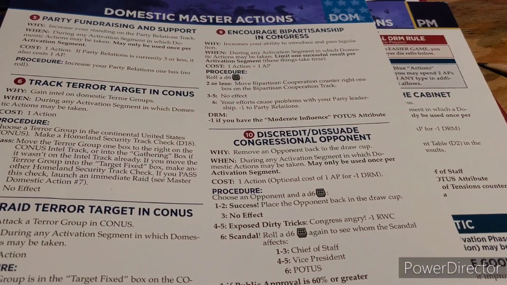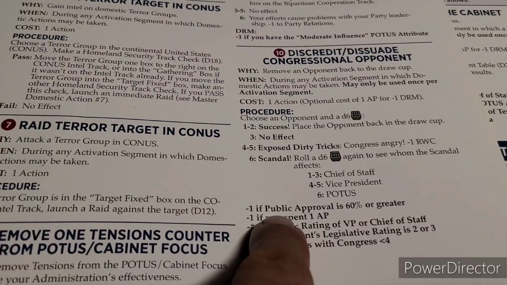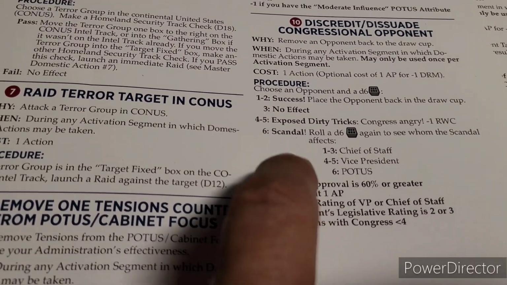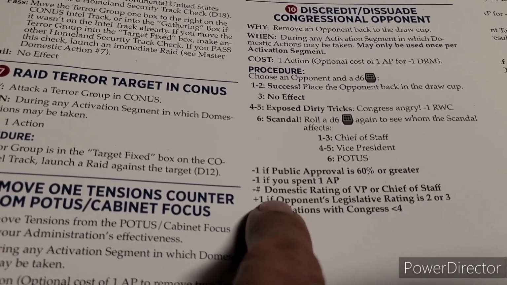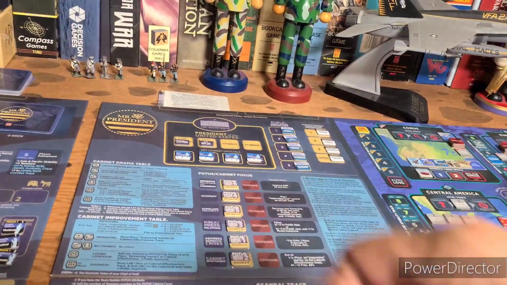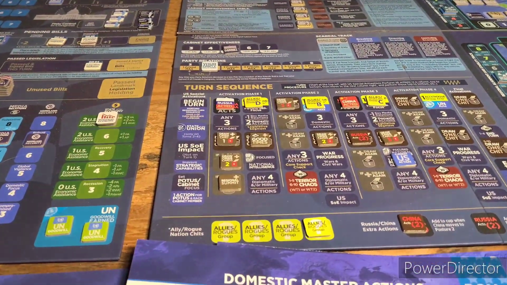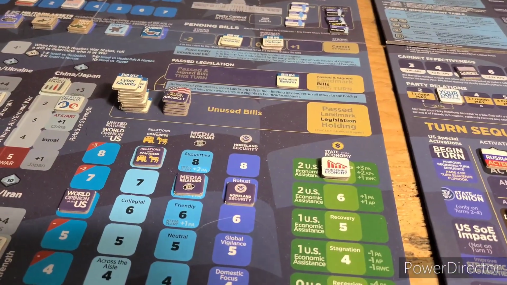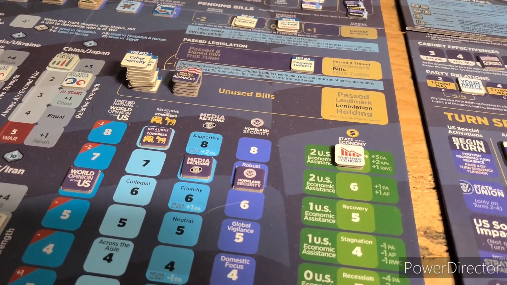Minus another one if my public approval is 60 or higher. It is. It's 70. So it's -2. Yeah, -1 for that one. It's 1 for the action point I just spent. Minus the domestic rating of my Chief of Staff. Oh, -1. So we're down to -3. Plus 1 if opponent's legislative rating is 2 or 3. Oh, what is it? There is none. Oh, it might be 2 or 3.